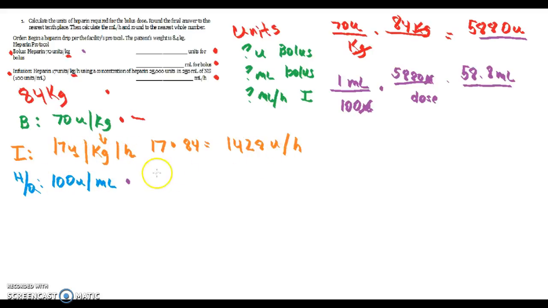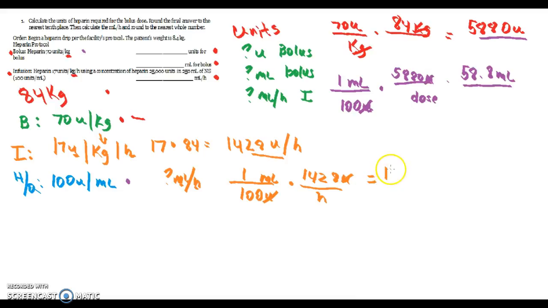Now we need to solve for milliliters per hour. With dimensional analysis, we always start out with our numerator here, and we'll end up with hours on the bottom. So we have our milliliters here. Let's put 1 milliliter over 100 units. And then we're going to plug in 1428 units per hour. The units will cancel out, and that leaves us 1428 divided by 100, and that will give us 14.28, or 14 milliliters per hour.